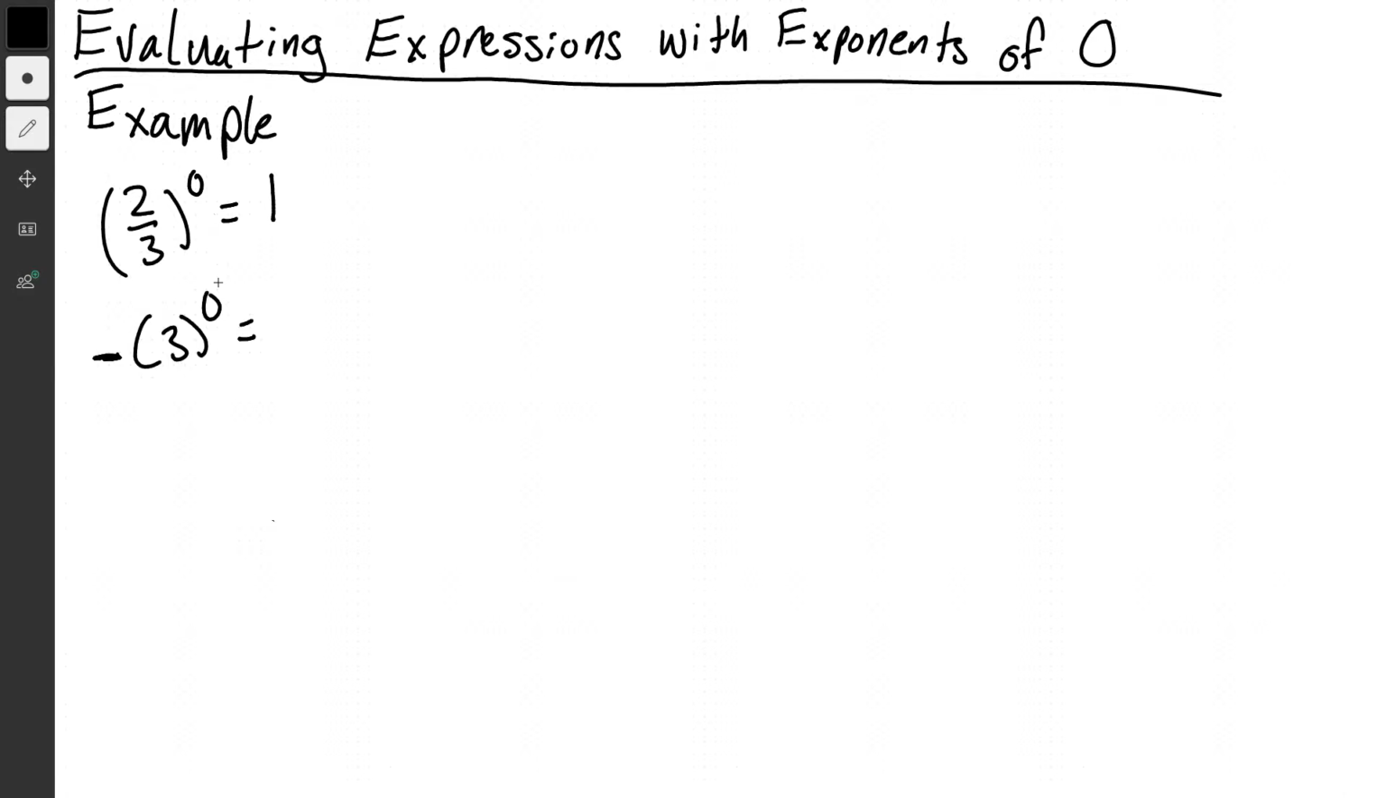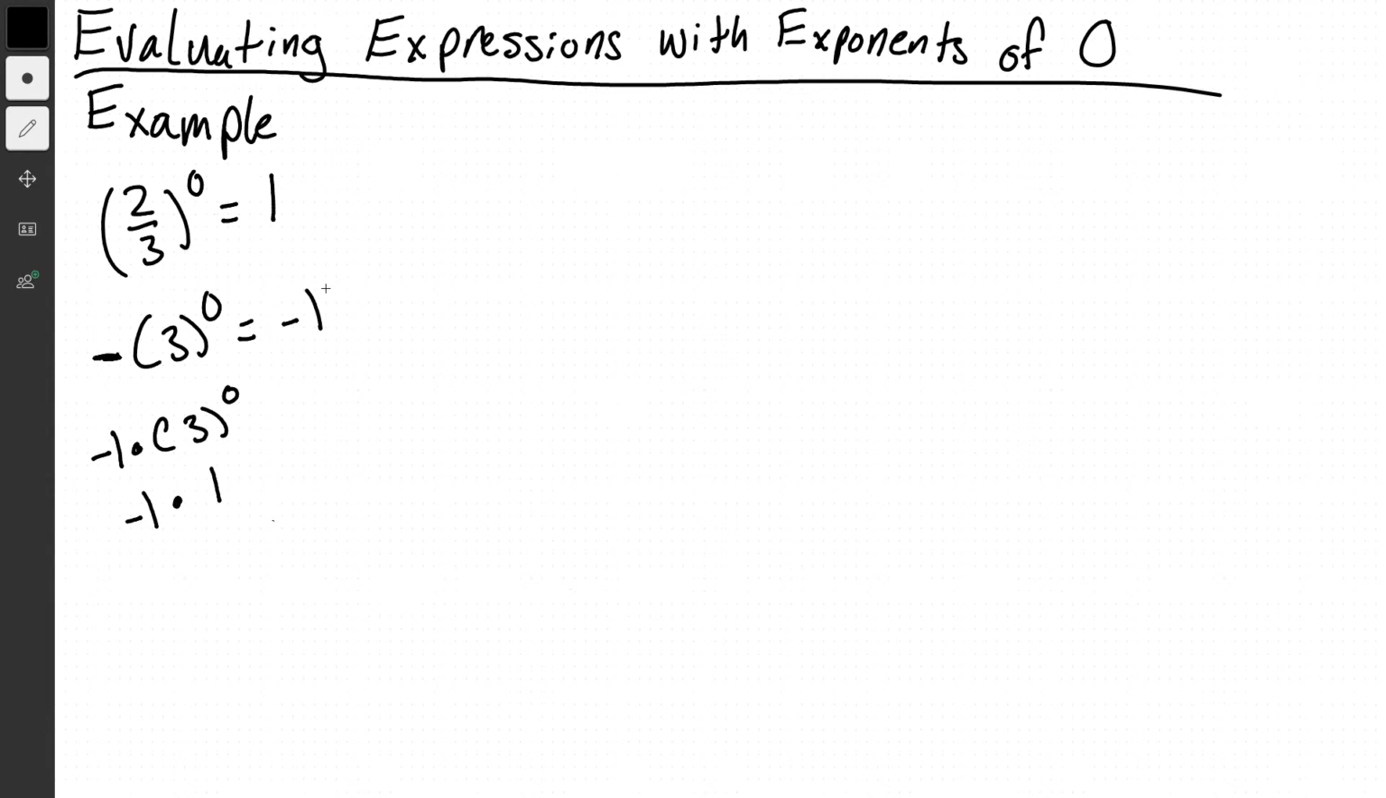This is a little bit more complicated as we have to remember order of operations. First, we look at parentheses, we see the 3, then we look at exponents, and we see the 0. So we raise 3 to the 0th power. Now, this negative really means negative 1 multiplied by 3 raised to the 0th power. So what happens is we simplify this 3 to the 0th power to 1 and get negative 1 times positive 1, which equals negative 1, our final answer.